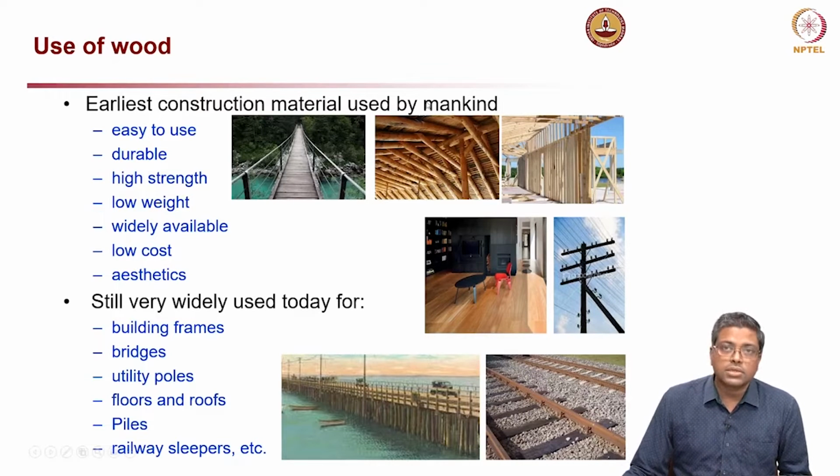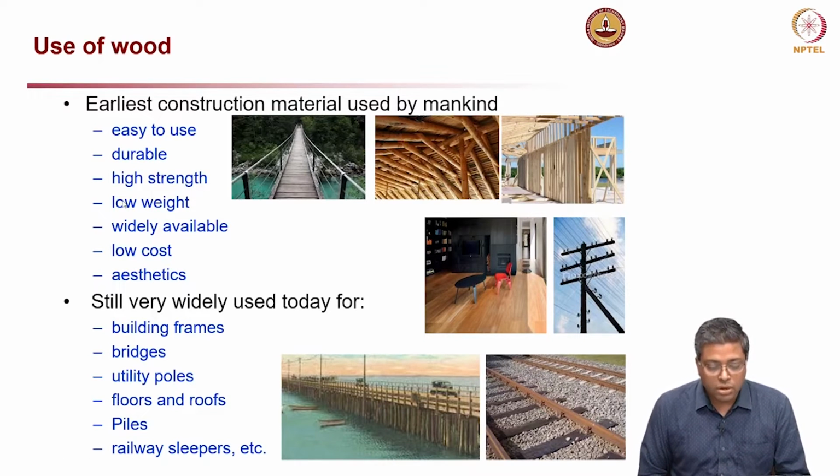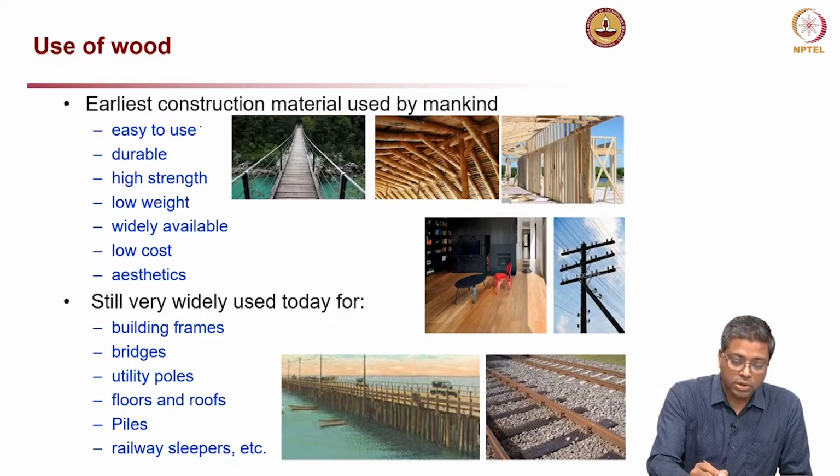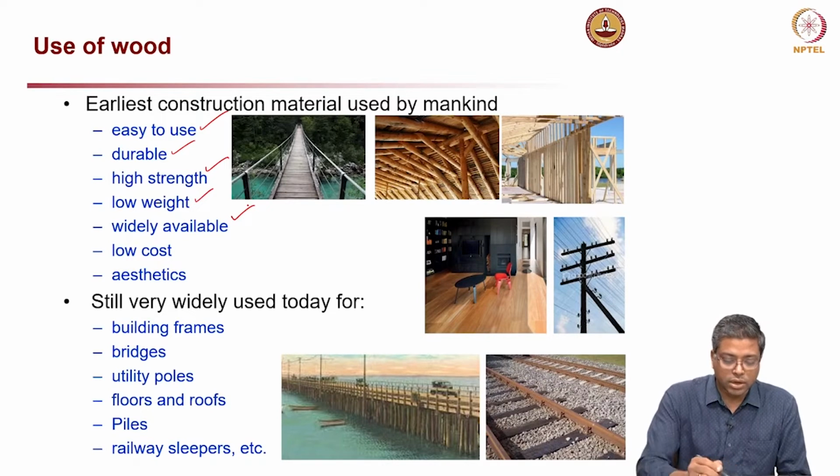It is one of the earliest construction materials used by mankind, and why were we using it? Because it is easy to use, it is durable, and it has high strength. I mean, depending on which direction you are using it and what you are using it for, or what type of load is applied and in which direction, all that we will discuss in detail in the coming slides. And also it is lightweight. So, we talked about easy to use, durable, high strength, low weight and widely available, low cost.